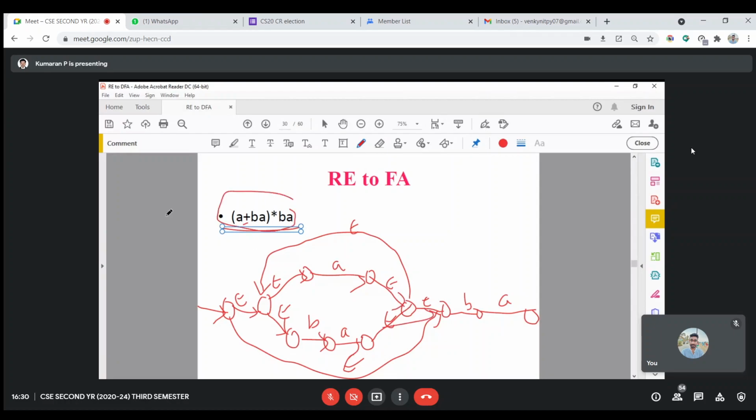What is a minimal accepting string of this language? Small ba. So from the start state, bypassing everything, I will come to here. Reading b, I'll be here. Reading another b, I'll be there in the final state. Yes, the diagram is right. But what diagram do I want? I want a DFA, not an NFA. So now I need to convert.